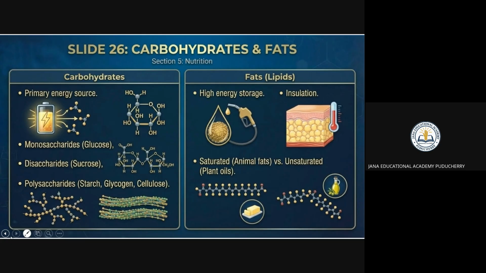Remember that sometimes they may ask in MCQ. Immunodeficiency disease is nothing but AIDS. Autoimmune diseases are diabetes and arthritis, right? So these are the different types of diseases, and you can see the immunization, right?